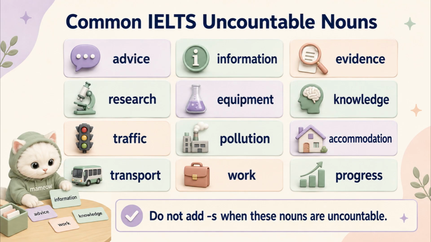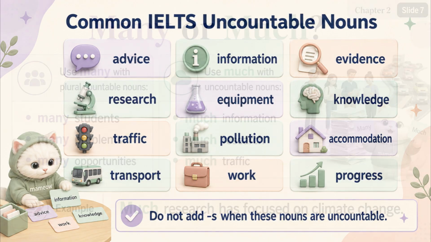In British English, accommodation is normally uncountable when it means a place to stay. Work is uncountable when referring generally to employment or tasks. If you need a countable noun, you can often use a job or a task. The intended meaning always remains important.